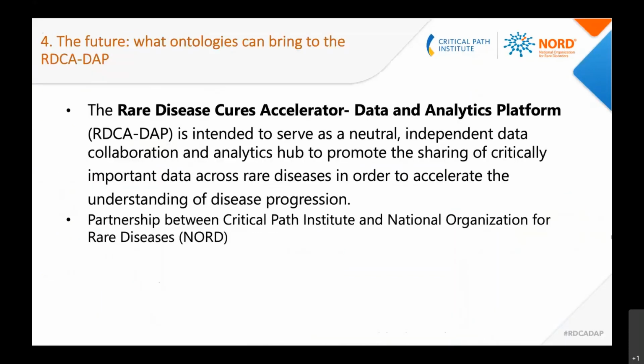So let me just wrap up by briefly saying what it is we hope to do with RDCA-DAP and ontologies. As I mentioned in the beginning, RDCA-DAP is a partnership between the Critical Path Institute and the National Organization for Rare Disorders. I'm sorry, I wrote that wrong on the slide. It should say disorders. And it's intended to serve as a neutral, independent data collaboration and analytics hub to promote sharing of critically important data across rare diseases in order to accelerate the understanding of disease progression.